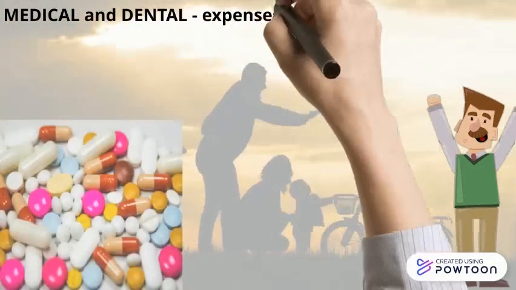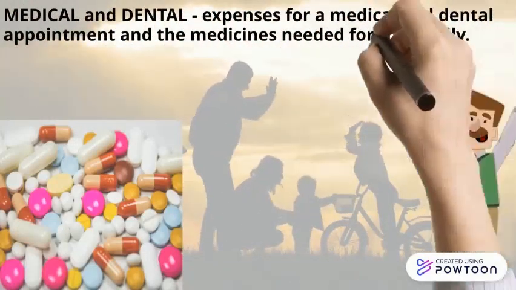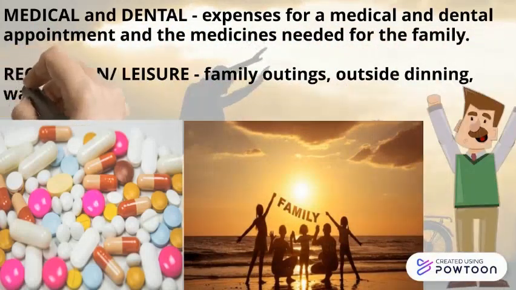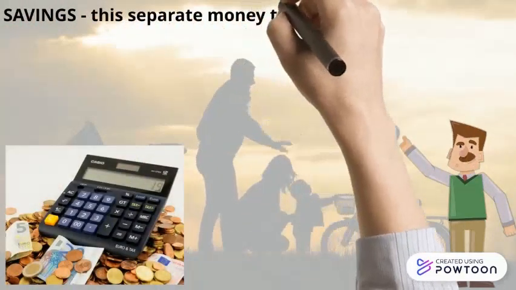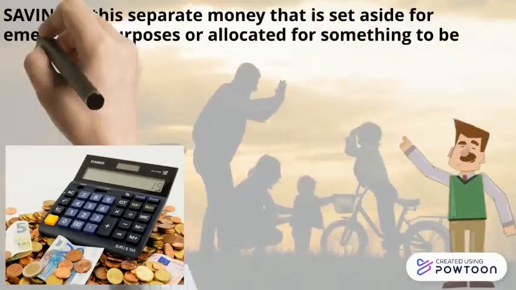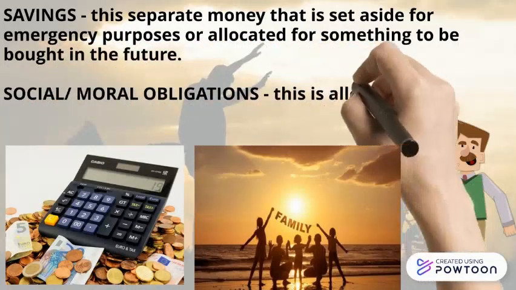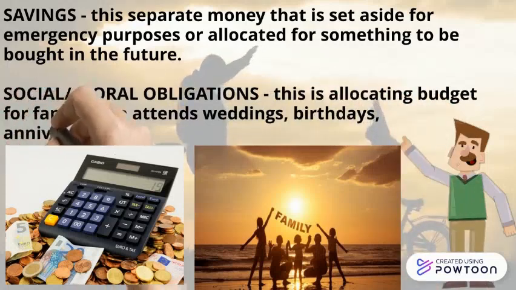Medical and dental. Expenses for a medical and dental appointment and the medicines needed for the family. Recreation, leisure, family outings, outside dining, watching movies, vacation expenses. Savings. This is separate money that is set aside for emergency purposes or allocated for something to be bought in the future. Social, moral obligations. This is allocating budget for family who attends weddings, birthdays, anniversaries, and others.